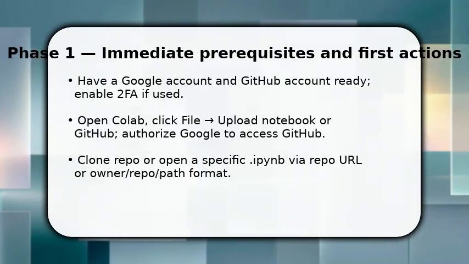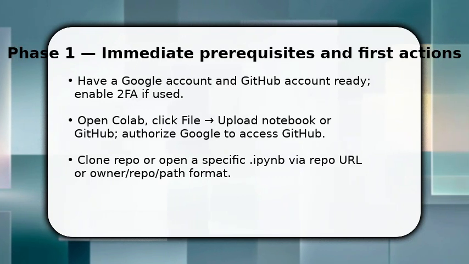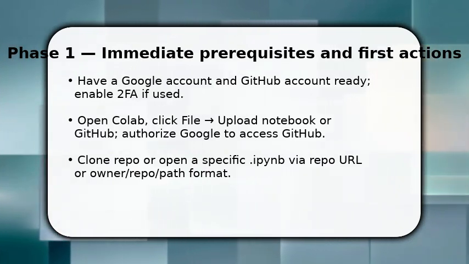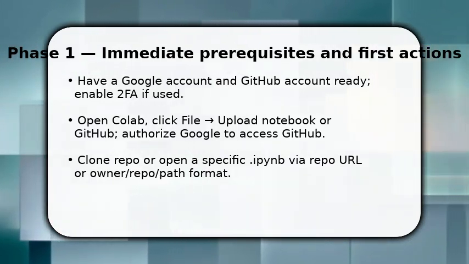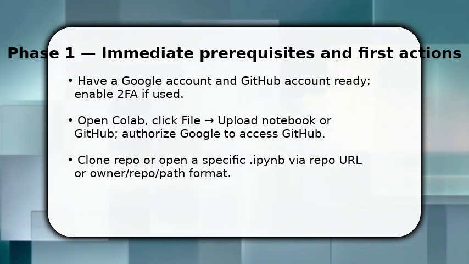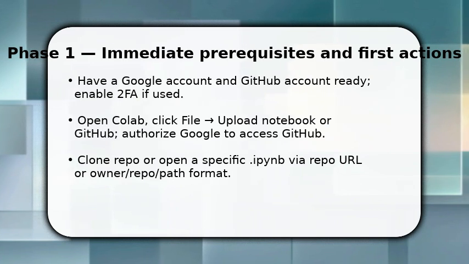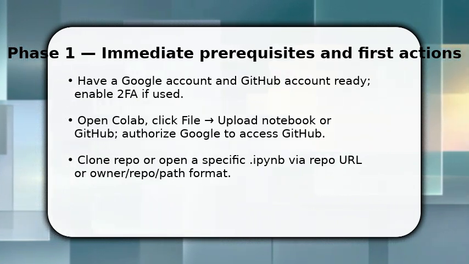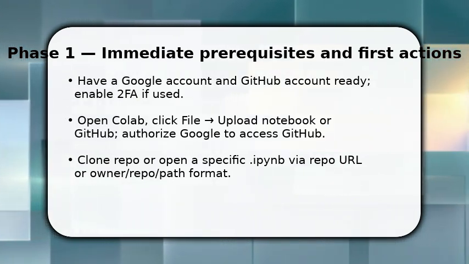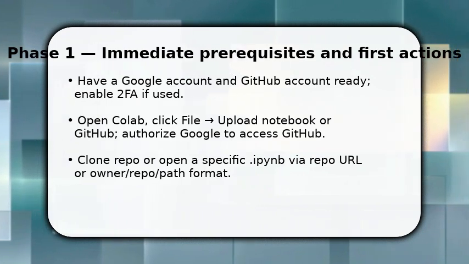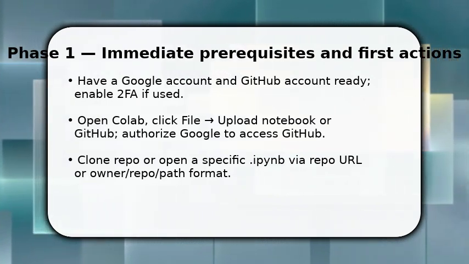You begin by ensuring you have a Google account and a GitHub account, then open Colab and stop there. Once done, choose File, right arrow Open Notebook, right arrow GitHub, and paste the repo path or owner/repo/path. You'll be prompted to authorize Colab to access GitHub. Grant the minimal scopes needed so forks and commits work.